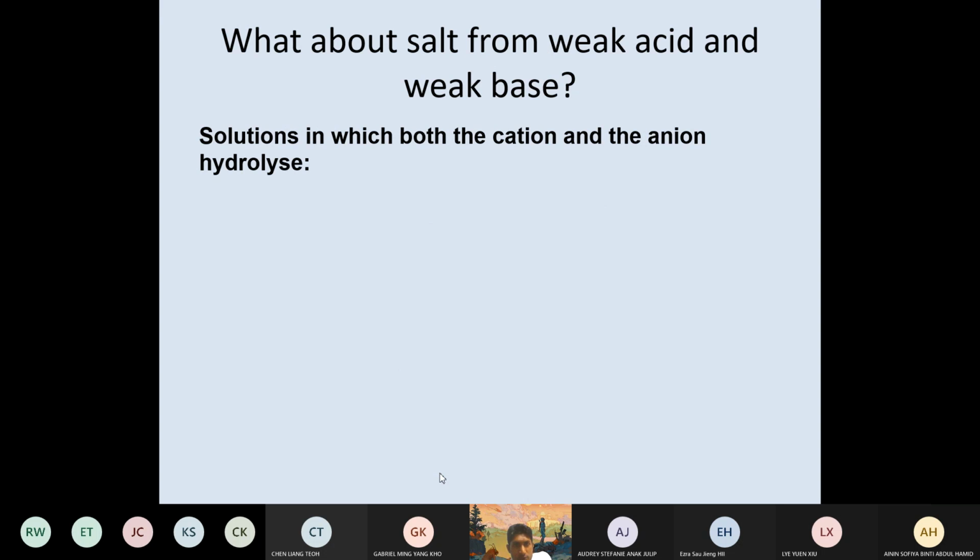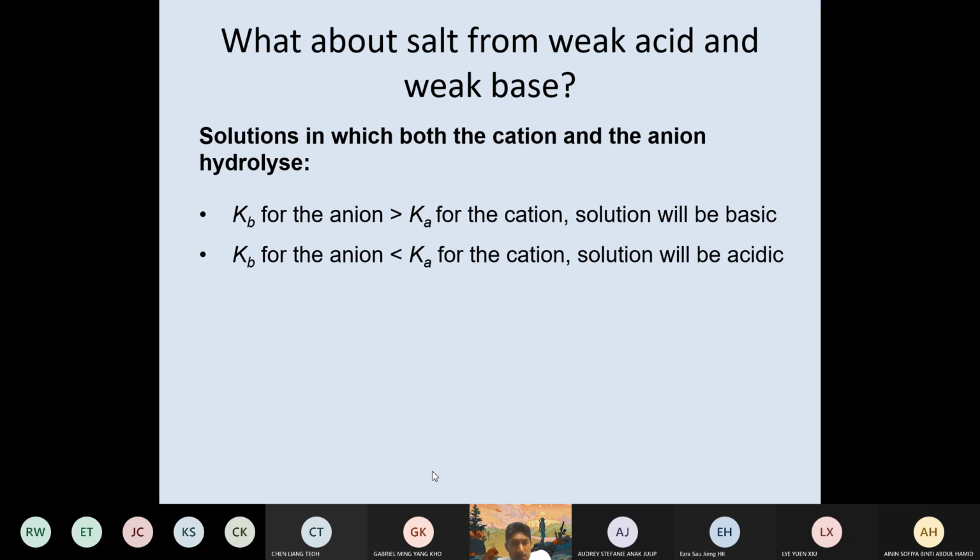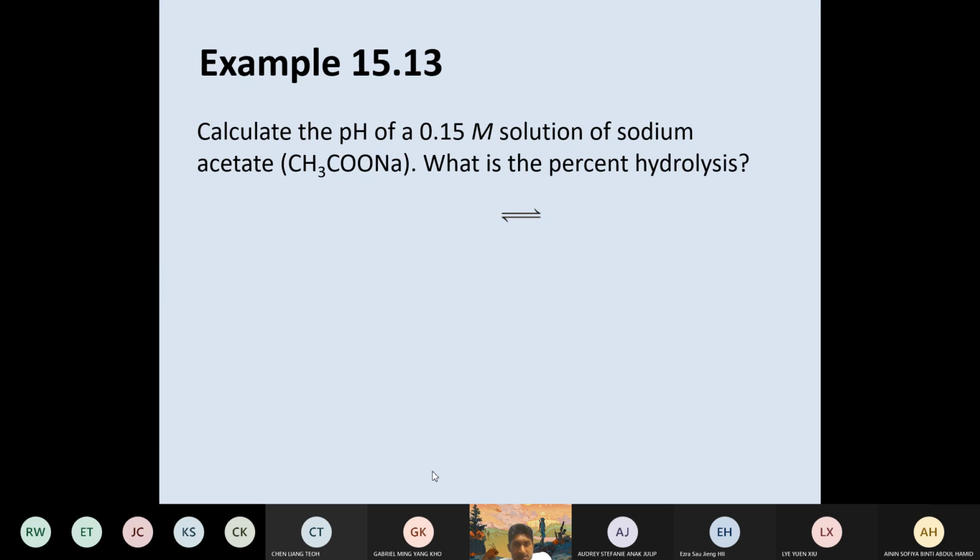What about the salt from a weak acid and a weak base? This is interesting, and we have already discussed it. If Ka is more than Kb, the salt will be acidic. If otherwise, it is basic, and if they are equal, then it is neutral.